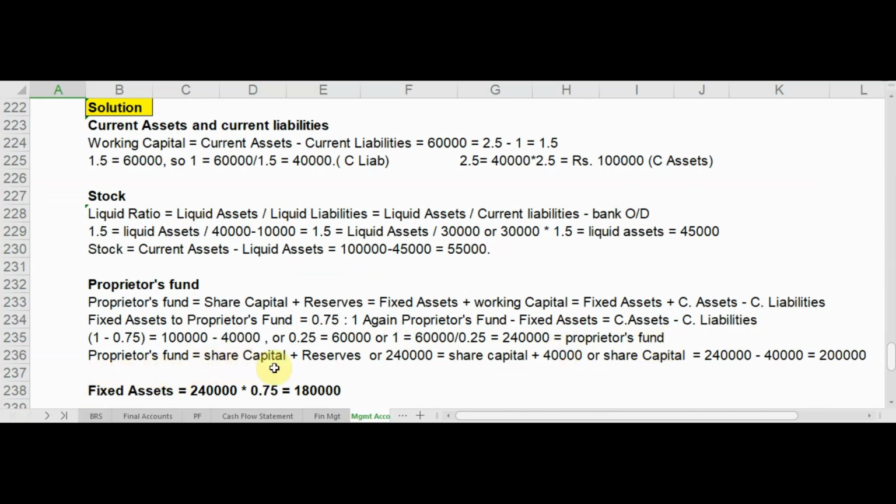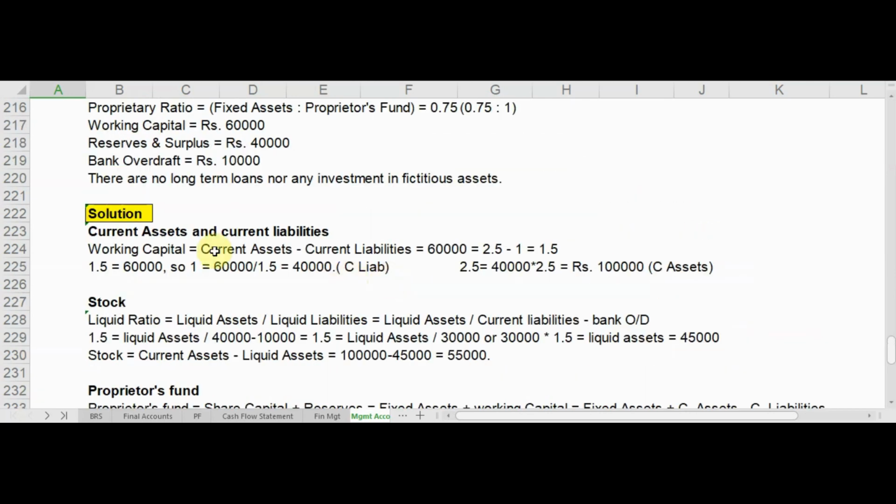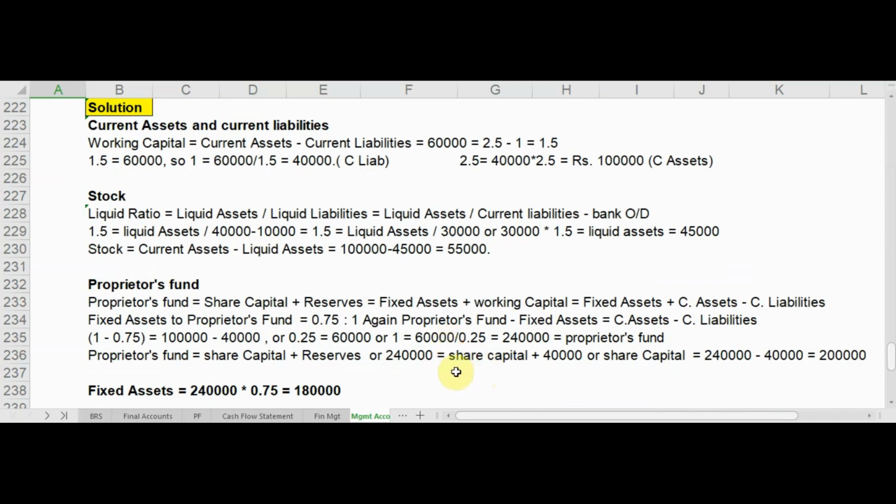Now proprietor's fund equals share capital plus reserves, or 2,40,000 equals share capital plus 40,000. Here it is given reserves and surplus equals 40,000. So share capital equals 2,40,000 minus 40,000 equals 2 lakh.